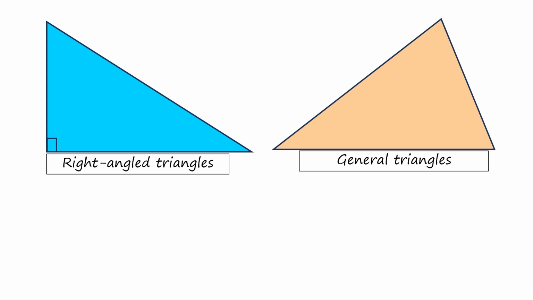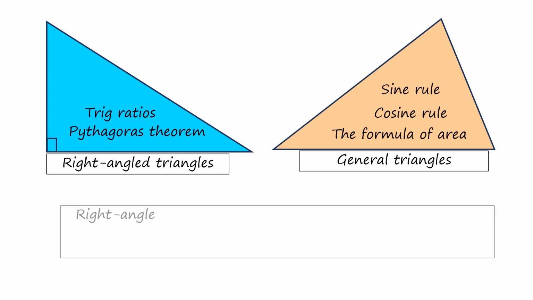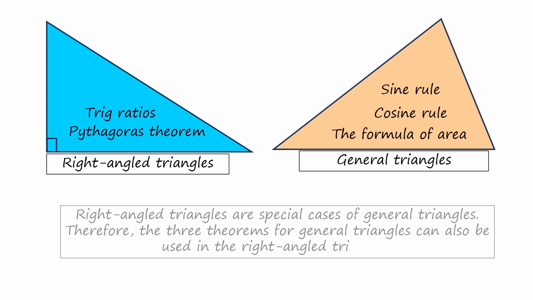For right-angled triangles, we normally use Pythagoras theorem or trig ratios. For general triangles, we use sine rule, cosine rule, and the formula of area. Just be aware, right-angled triangles are special cases of general triangles. For this reason, sine rule, cosine rule, and the formula of area can all be applied to right-angled triangles.